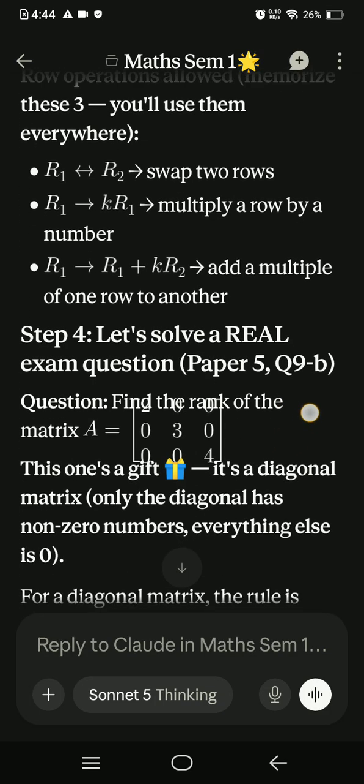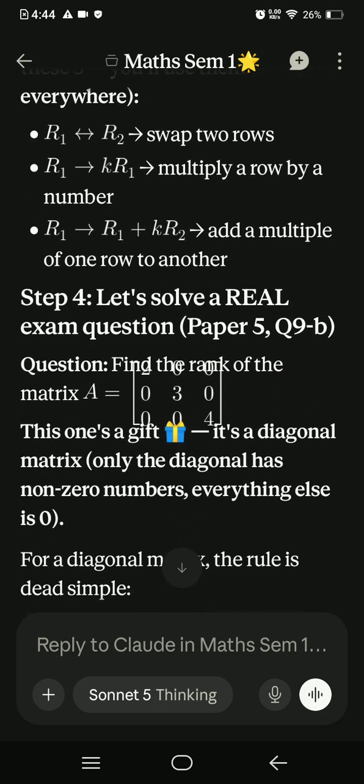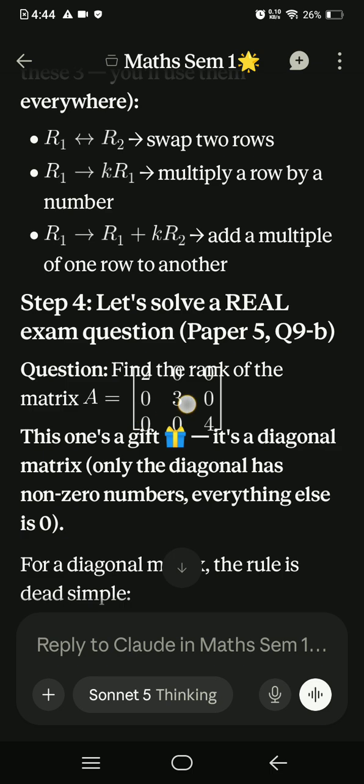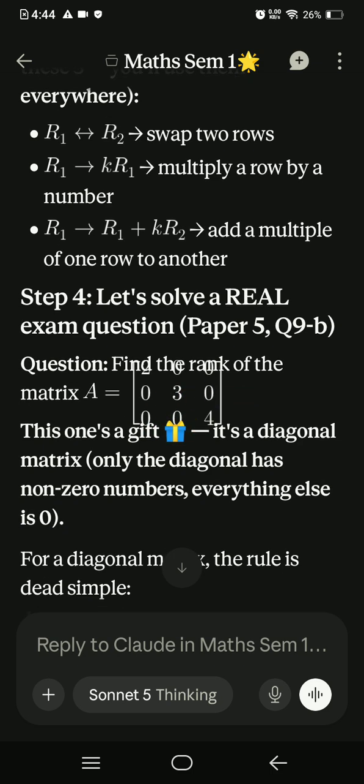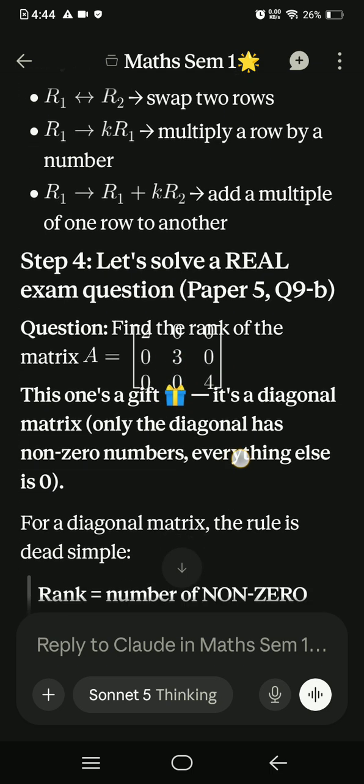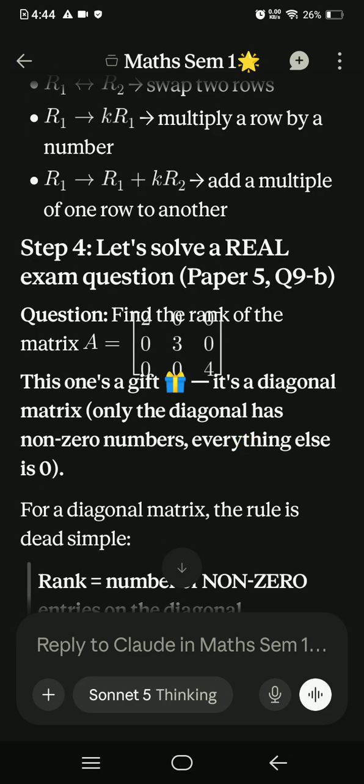Fine, let's solve a real exam question. Here we have a question: find the rank of this matrix. I can see this, but I know you probably can't. This is 2 0 0, 0 3 0 and 0 0 4. I guess it's already in row echelon form, no? I don't know.